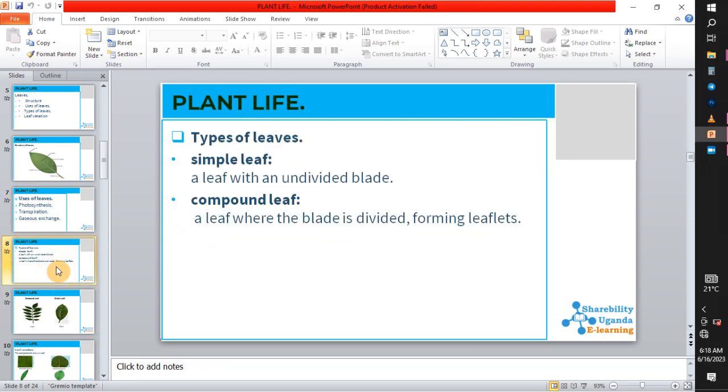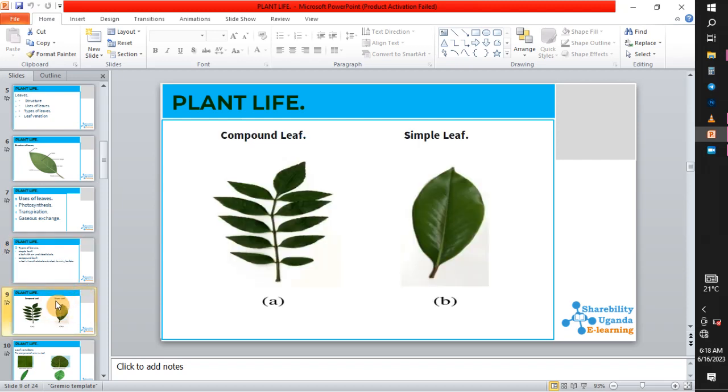And we have types of leaves. We basically have two types of leaves. We have simple leaf, a leaf with an undivided blade. And we have compound leaf, a leaf where the blade is divided, forming leaflets. We shall be looking at examples here. A compound leaf, like we said, has a divided blade, and a simple leaf is wholly not divided, like we discussed in the definition.